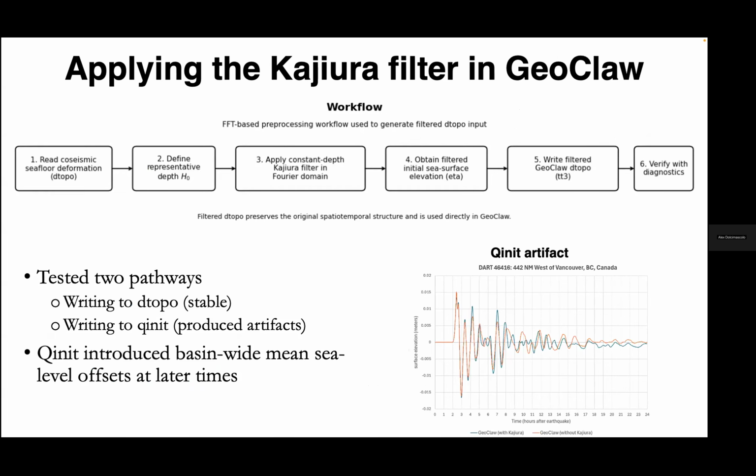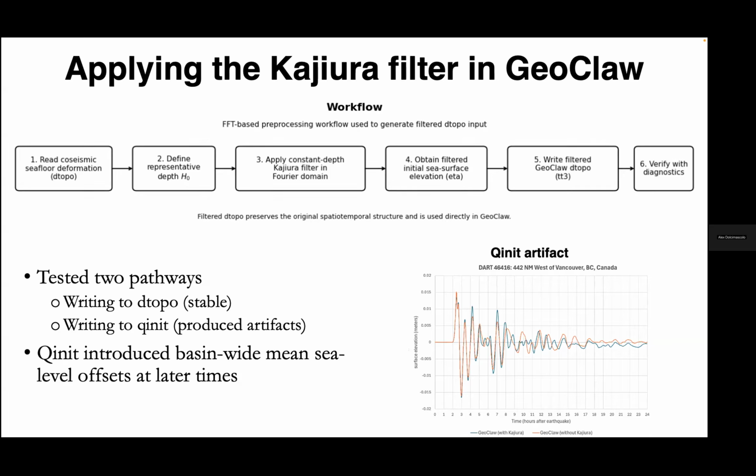So now that we've covered the Kajiura filter and how it behaves in theory, the next step that I'm going to be talking about is how to apply it to generate initial conditions for tsunami modeling in GeoClaw. And this diagram outlines my general workflow. I first started from a dtopo file and I defined a representative water depth, and then I applied the filter in the Fourier domain, or its wavelength components, to obtain the filtered sea surface elevation. And then I write the results back into a dtopo file with the same structure.